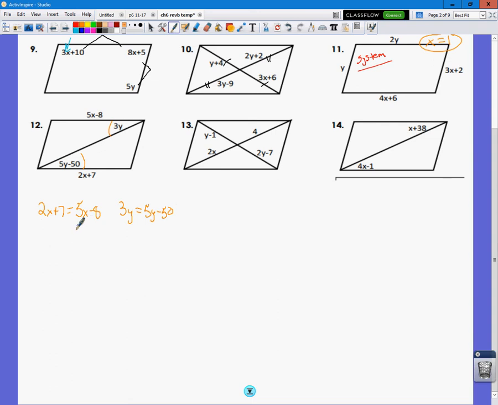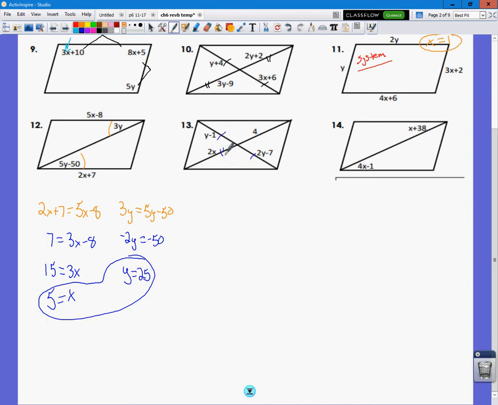Solving, subtract 2x from both sides. 7 equals 3x minus 8. Adding 8 to both sides, 15 is equal to 3x, which means x is equal to 5. If I solve for y, subtract 5y, I get negative 2y equals negative 50. Dividing by negative 2, y is equal to 25. So x is 5, y is 25.